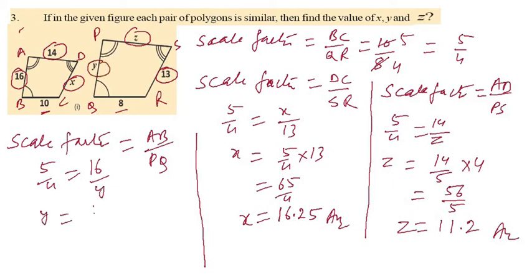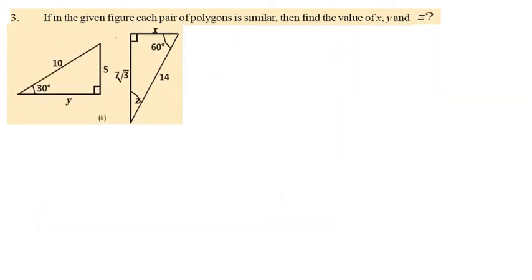So Y will be equal to 16 into 4 upon 5. It is 64 upon 5, and that is 5 ones are 5, 5 twos are 10, and 5 eights are 40. So Y will be your 12.8. That is your answer. Now come to the next one.